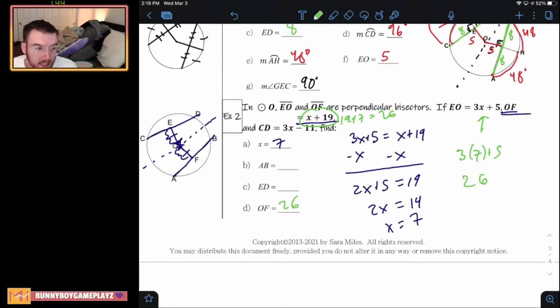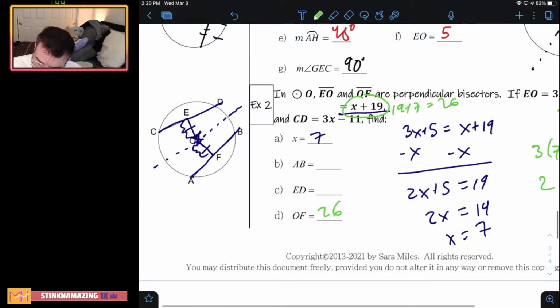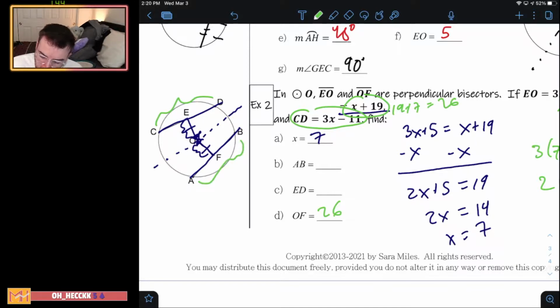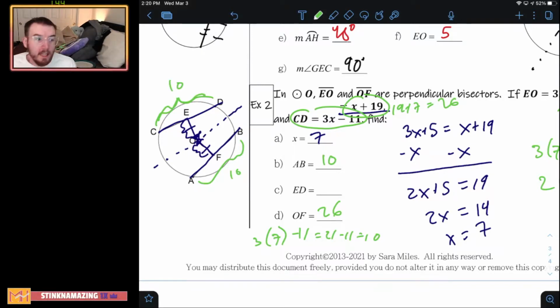What are AB and ED, you ask? Well, this is an equation for CD. If you can find CD, that's the exact same length as AB. So let's plug in X for that. And you get 10. So if CD is 10, then AB is 10. And what's half of 10? 5. Which is why ED is 5, and EC would be 5, and AF would be 5, and FB would be 5.